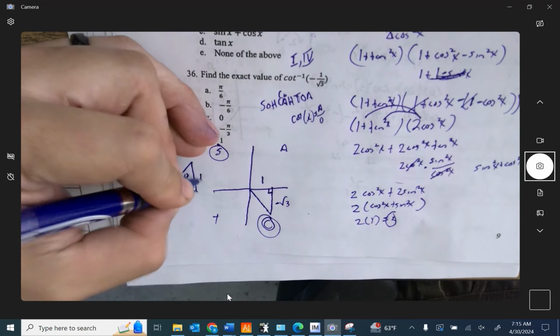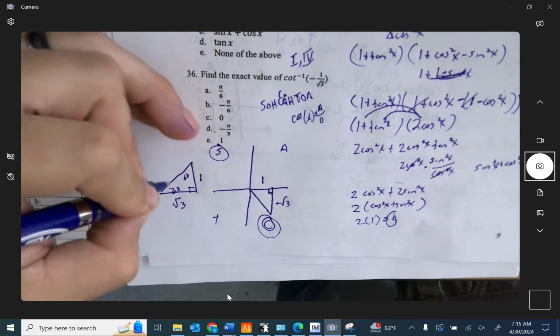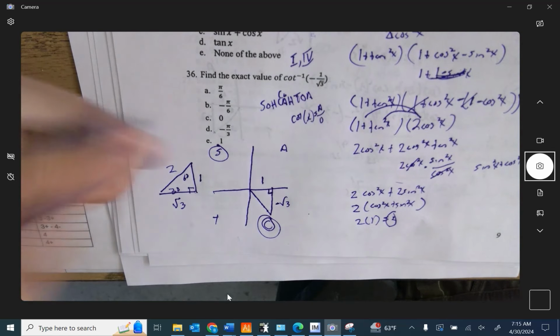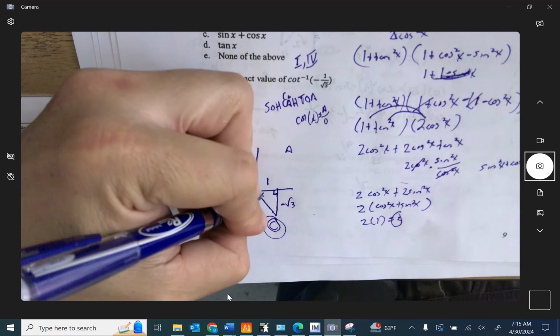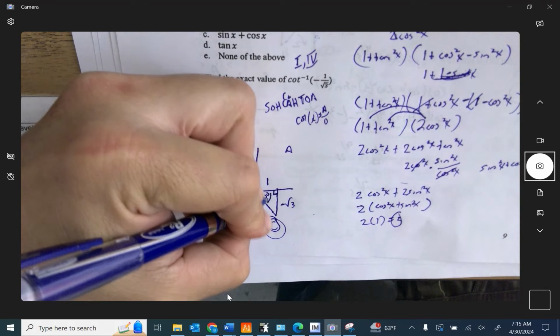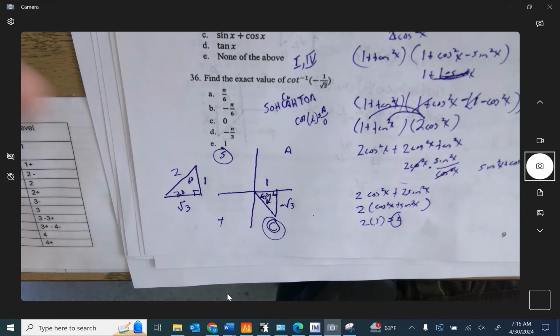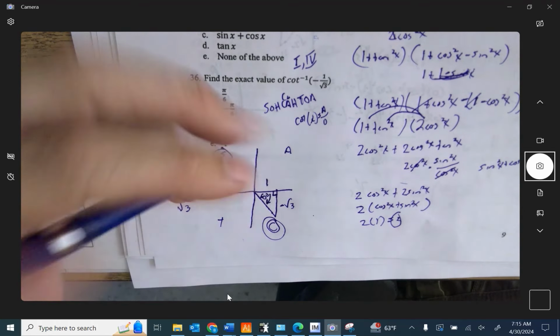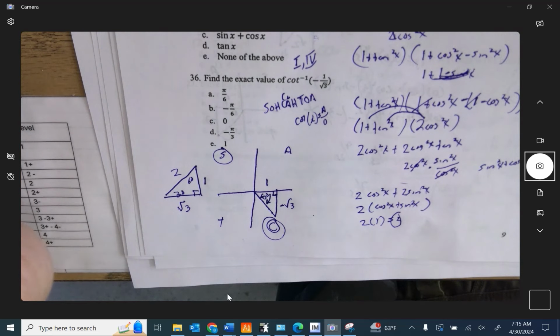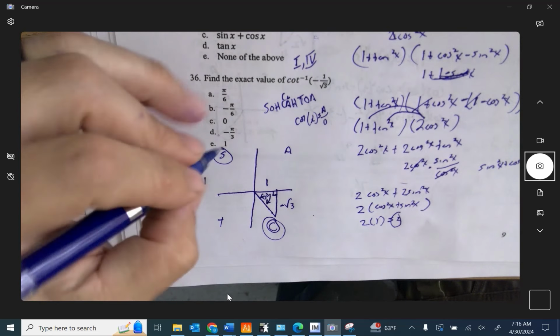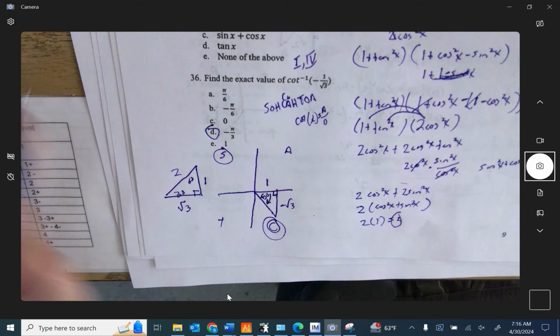Opposite of the 30 is the 1. Opposite of the 60 is the root 3. Hypotenuse is 2. All right. So here I know I have a 60-degree angle, and it's rotating that way. And we know our trigs, we know our radians, we know all that good stuff. We know 60 degrees is negative pi over 3.